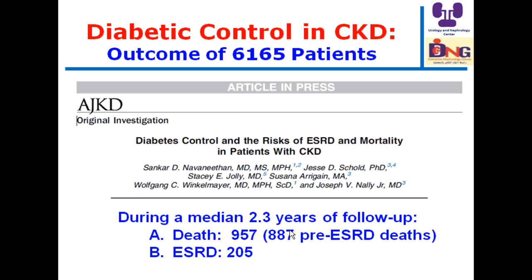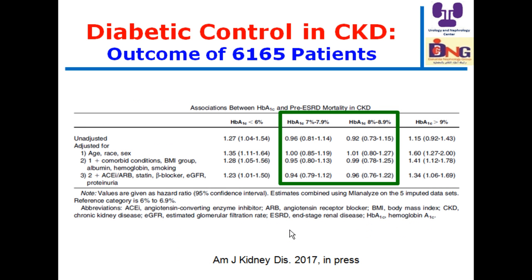Here the green zone, the green area, is within these limits of hemoglobin A1C, 7 to 9. But if the hemoglobin A1C is lower, less than 6%, or above 9%, mortality increases. This is just to give an idea about how to use A1C.